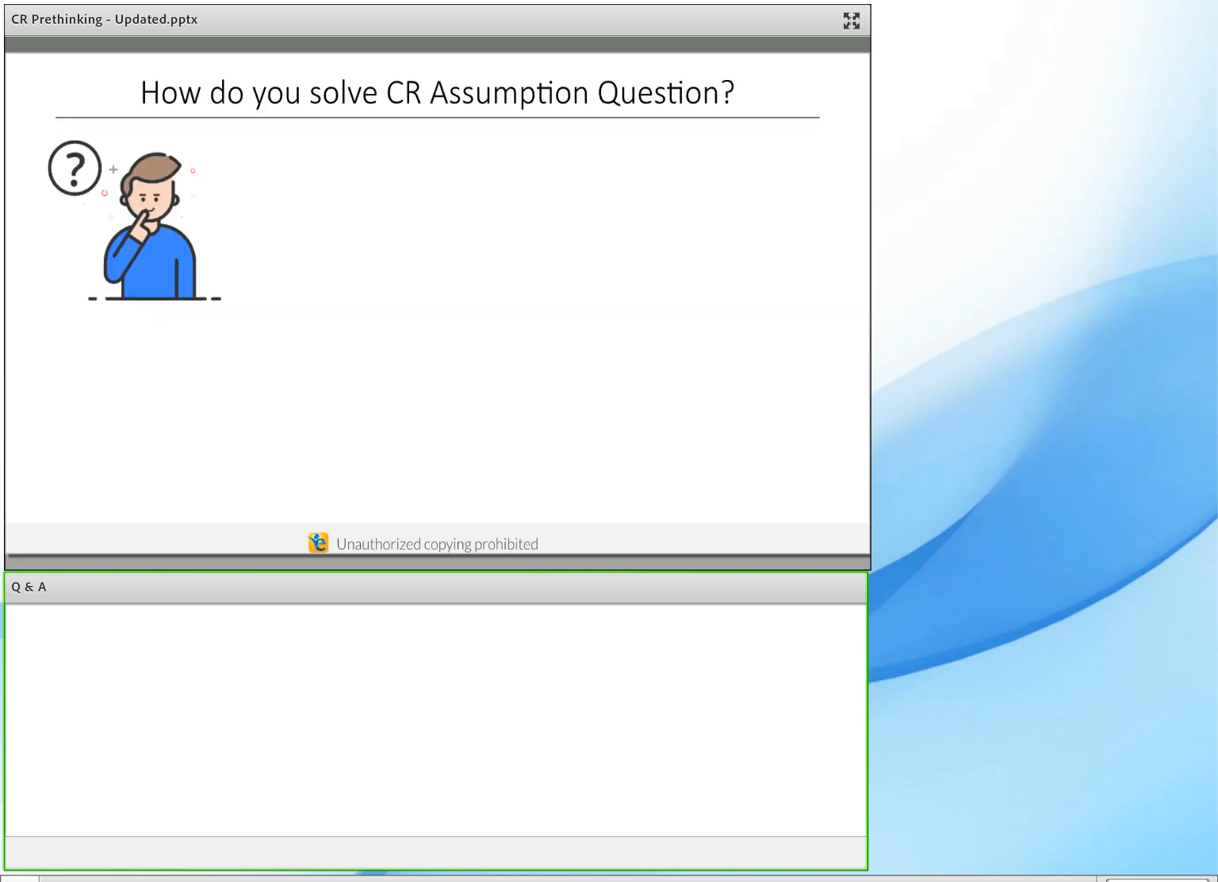Now, Pranav says, should we read the argument before we read the prompt? Pranav, there is a simple answer: it doesn't matter. A more detailed answer: it probably saves you 10 seconds one way or the other. So for me, it doesn't matter whether you read the argument before you read the question prompt or vice versa.